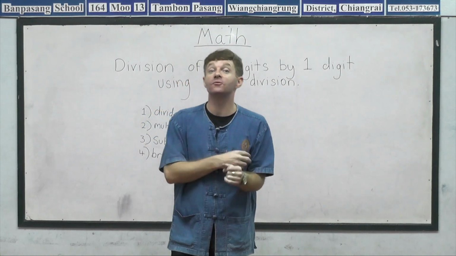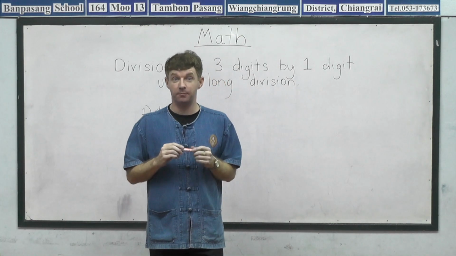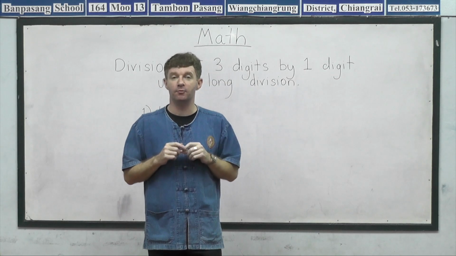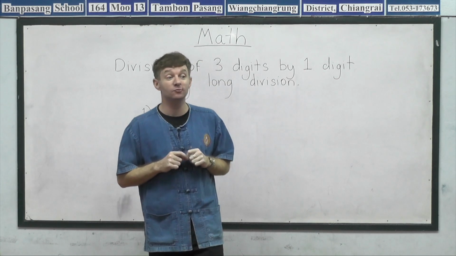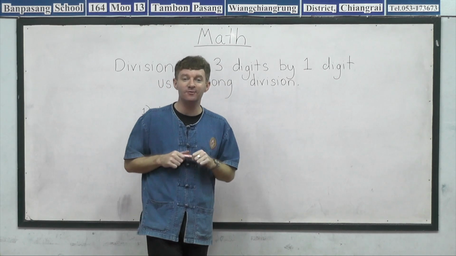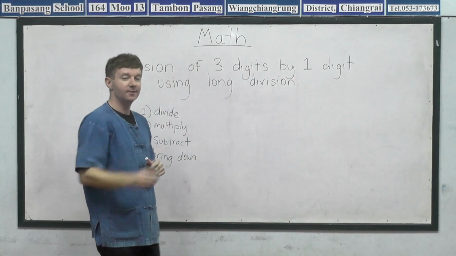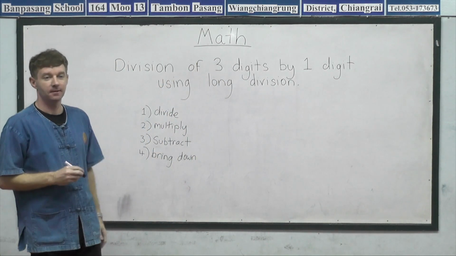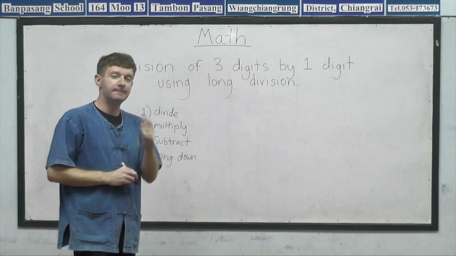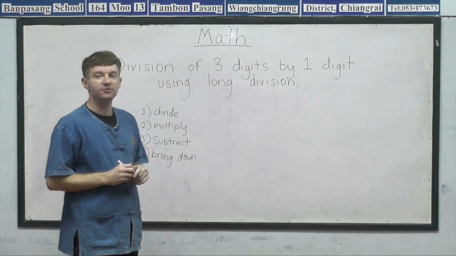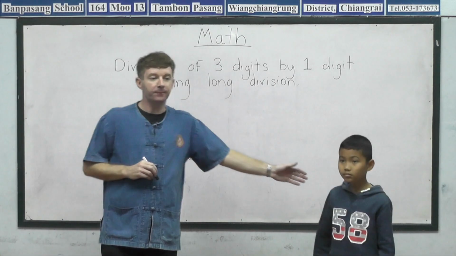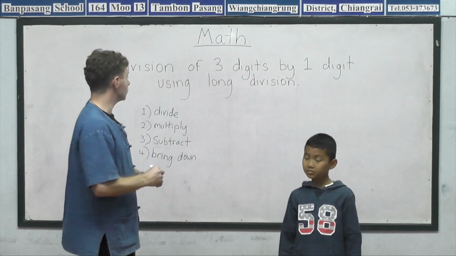And what we're going to do now is we're going to do a couple of examples on the board to recap the previous lesson. So I would like some volunteers. Who would like to volunteer for me? Bangpon, come forward. Excellent. So let's see. 3 digits by 1 digit.